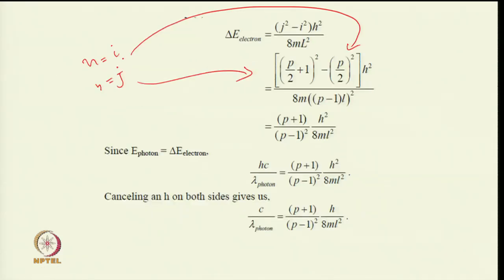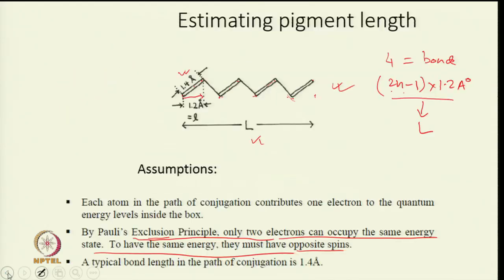So, i is HOMO and this is p by 2, and j is LUMO, which is p by 2 plus 1, and 8 m p minus 1 into L square. Let me explain this here. We just calculated 2n minus 1 multiplied by 1.2 angstrom, where n is the number of bonds and 2n will be the number of conjugated electrons. So, p minus 1 into a small l will be equal to L, where a small l is 1.2 angstrom.